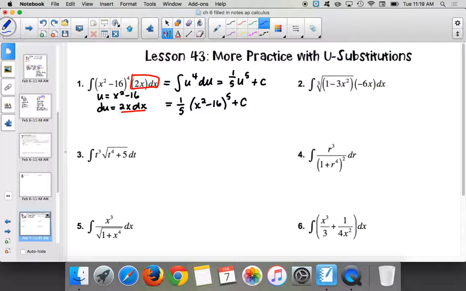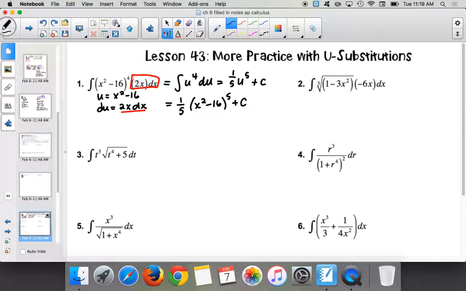I could have done 1/2 du, but see how in the problem I have 2x dx? That's what I'm trying to eliminate. Up here, I have 2x dx. So if I can replace it with all of du, then that's fine. So you don't have to always do 1/2 du equals x dx, right?